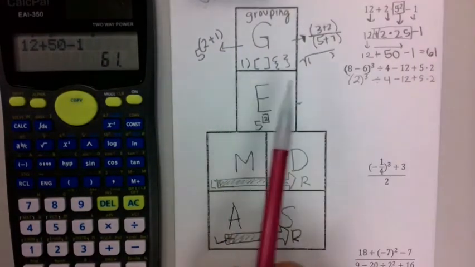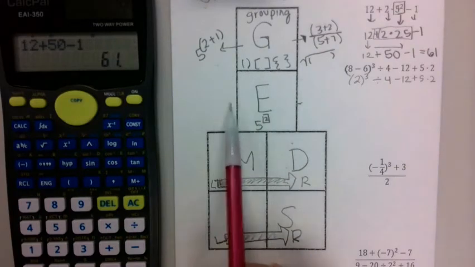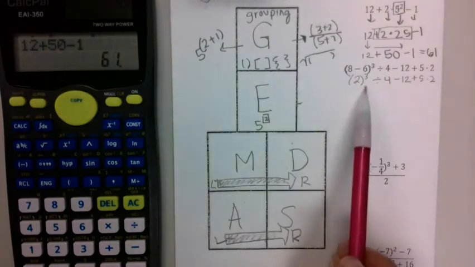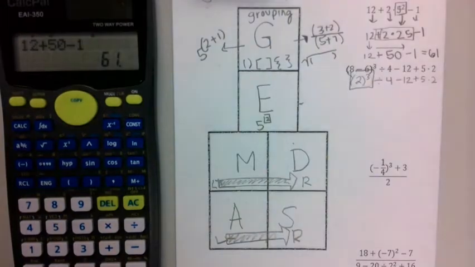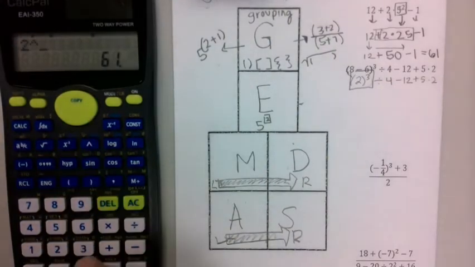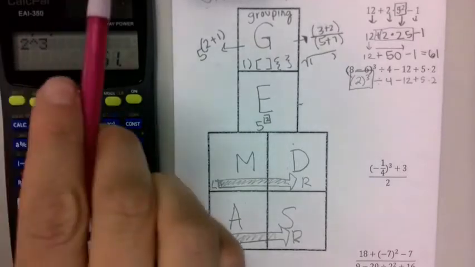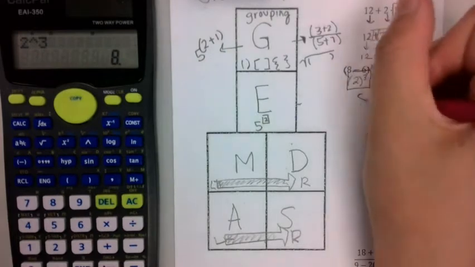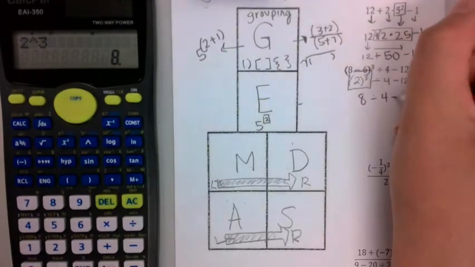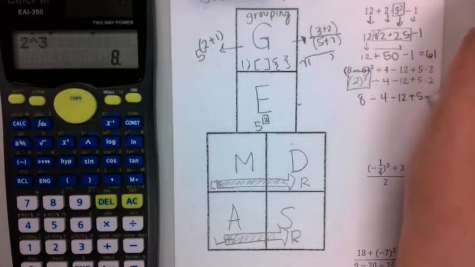Next step, there's no more grouping symbols. I'm going to move on to exponents. And I do have an exponent here still. So I'm going to simplify this. 2 to the third power, and I'm typing this into my calculator right now. 2 to the third power is equal to 8. 8 divided by 4 minus 12 plus 5 times 2.